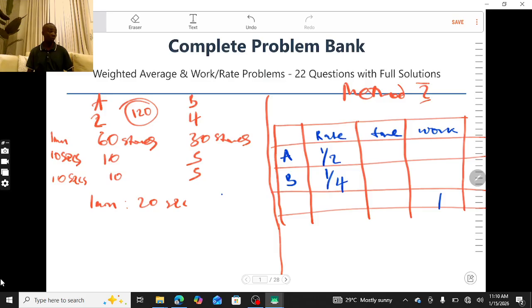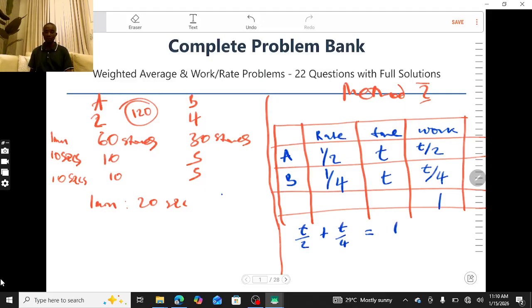If we assume that the work is 120, it would have been 120/2 and 120/4. The time will be the same because they started and finished at the same time, right? 1/2 times t is t/2. Do you agree with me? And 1/4 times t is t/4. Then the total work is 1. So that means t/2 plus t/4 equals 1.